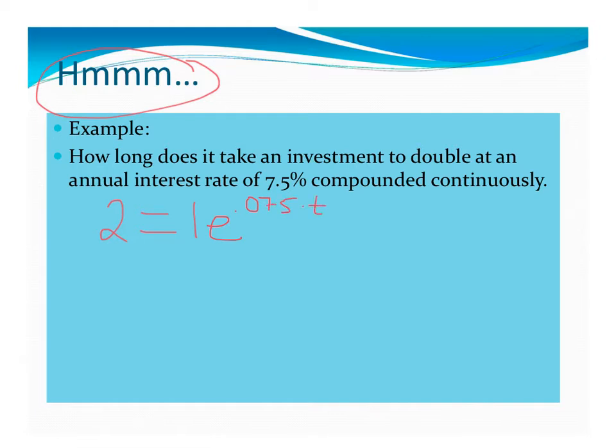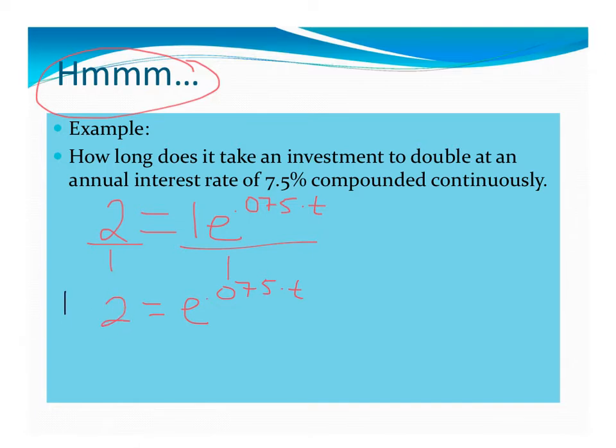I'm going to solve for t. Well, if I get rid of that 1, I divide by 1 on both sides. No big deal. I have 2 equals e raised to the 0.075 times t. And let's take this back again. If this were $500 and this were 1,000, when I divide by 500 on both sides, I'm going to have 1,000 divided by 500, which gives me 2. So see how it's going to work out regardless of what I start with? I'm still going to have 2 over here.